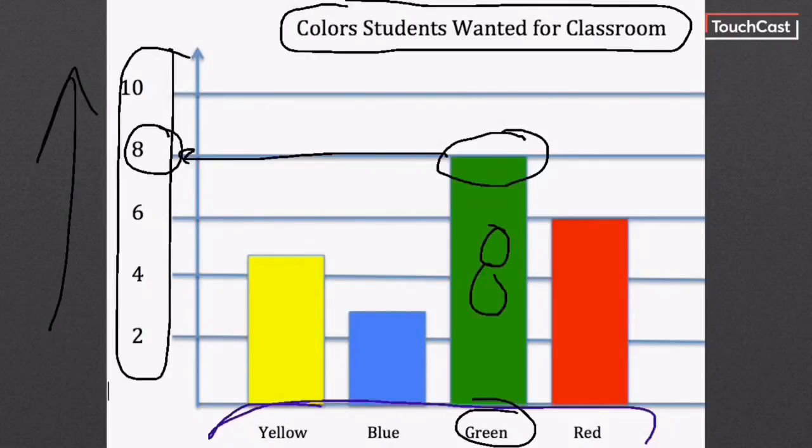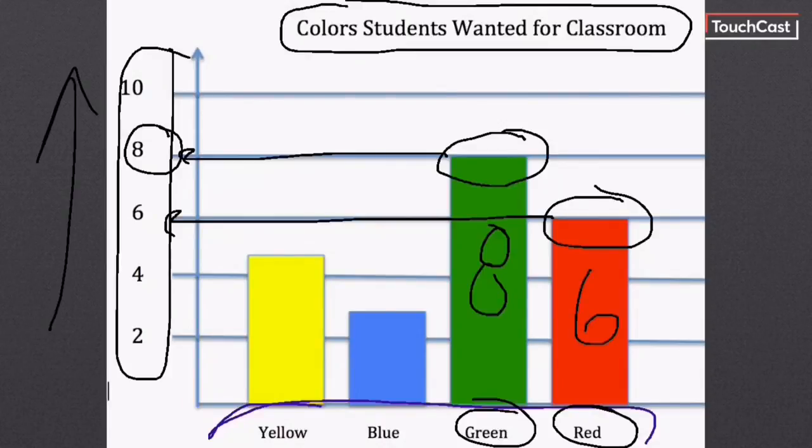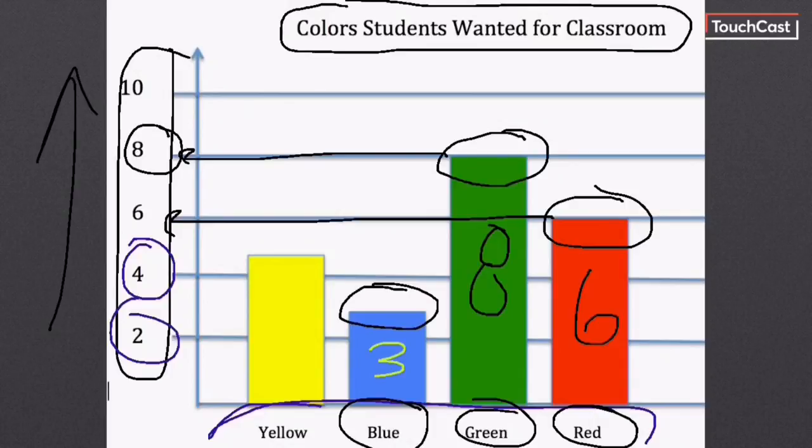Try the same thing with red. We go to red, we find where it ends, draw that line over. 6 people wanted red. Now here's the more difficult one. We'll talk about blue. Blue ends here, and it's not on a line. So that means it's between 2 and 4. It's between 2 and 4. And what number is between 2 and 4? Well, that would have to be 3.